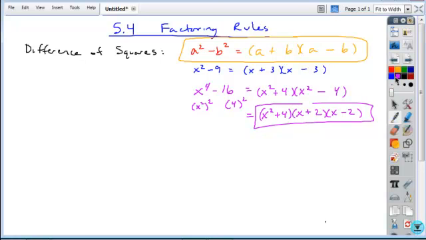Now, this brings up another issue: this x squared plus 4. Why doesn't that factor at all? That's called the sum of squares. The sum of squares is said to be irreducible over the real number system.